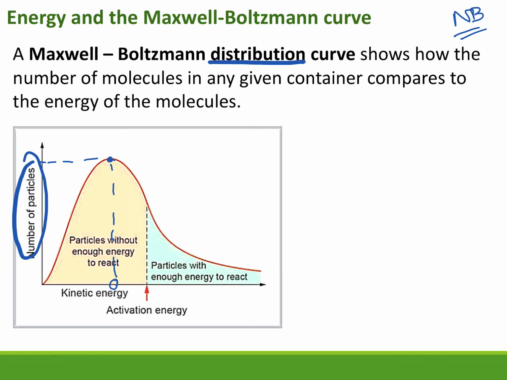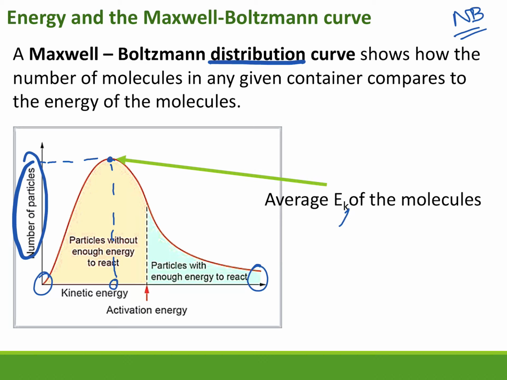In the system, some particles have lots of energy, which is over here. Some particles have very little energy, okay? A high proportion of the particles have a certain energy, which represents the average kinetic energy. This is what gives me the temperature of my system, okay? So this peak represents the temperature because it's the biggest number of particles with that kinetic energy.